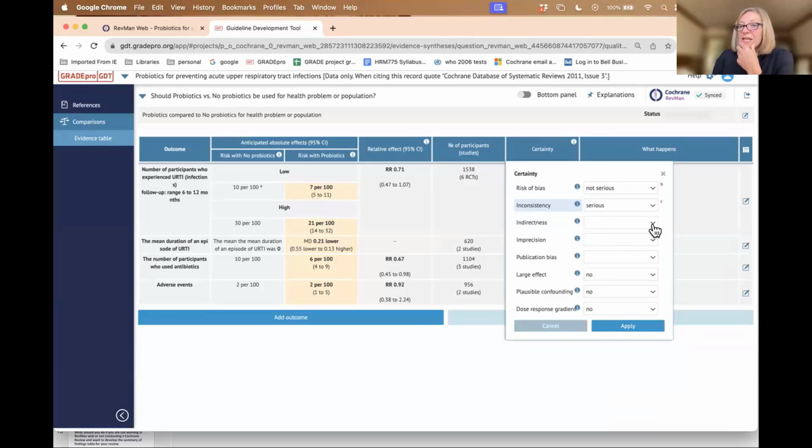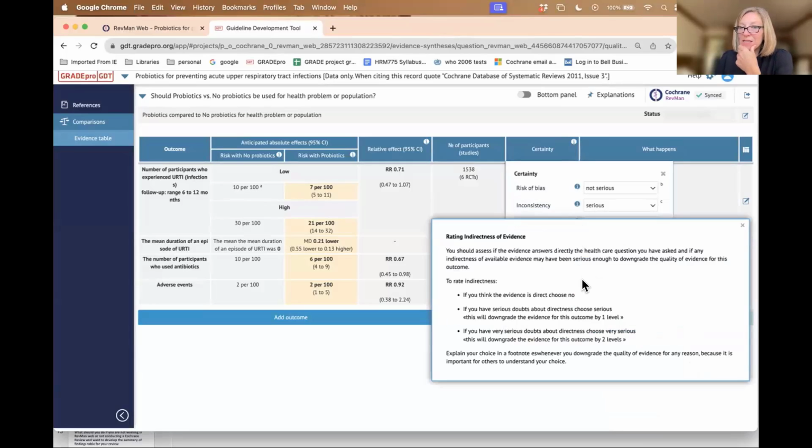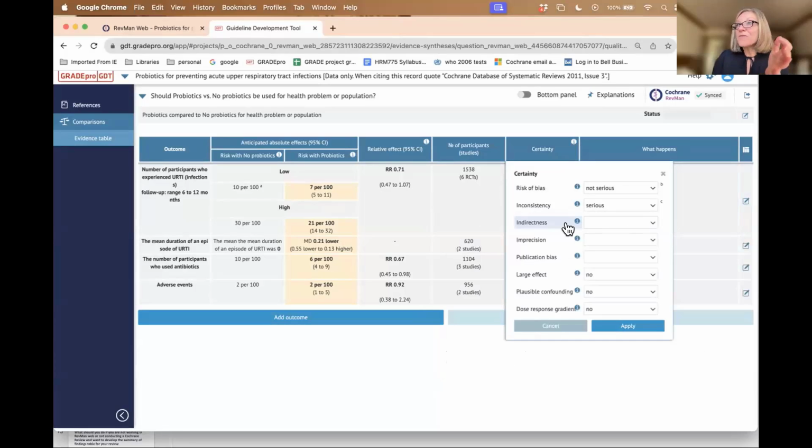That's inconsistency. Indirectness is quite tricky because we would have to look at all of the individual studies, remembering that indirectness is about whether our evidence directly answers our question. I won't have us go into the studies here, but let's just say that it's not serious. I'll skip to publication bias.